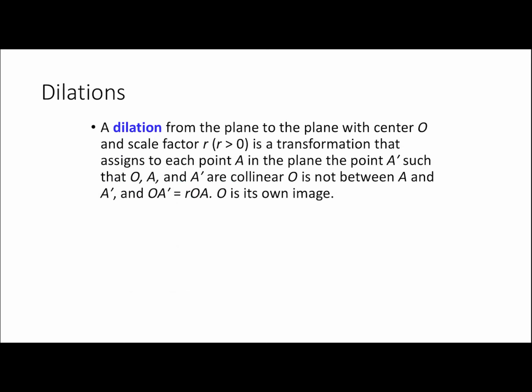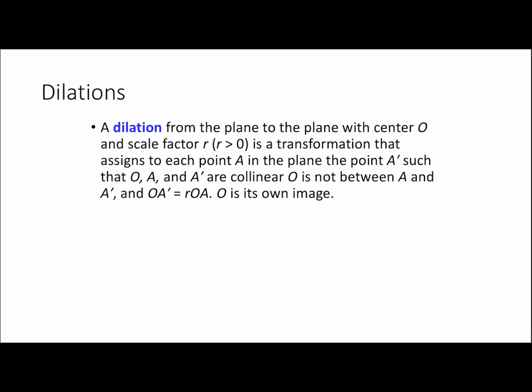So here's a formal definition. A dilation from the plane to the plane with center O and scale factor R, so that's what we're multiplying by, is a transformation that assigns each point A in the plane the point A prime such that O, A, and A prime are collinear. O is not between A and A prime. O, A prime is equal to that scale factor times the distance of OA. Now, that probably doesn't mean a whole lot to you.